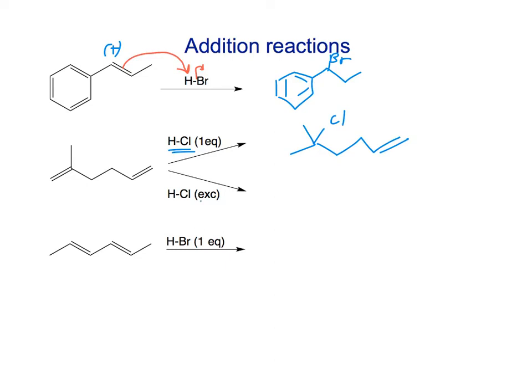What if we had to add an excess? So we add at least 2 equivalents of HCl, or even more. Then we'd get 2 reactions, essentially acting independently of one another. Okay, so then we could get a chlorine here and a chlorine here. Right? So we just have 2 separate reactions. Okay?